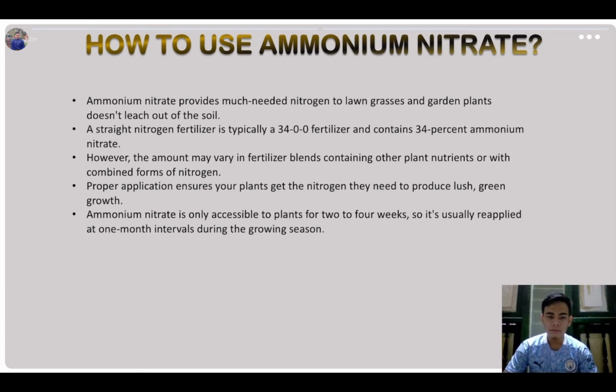However, the amount may vary in fertilizer blends that contain other plant nutrients or which combine forms of nitrogen. Proper application ensures your plants get the nitrogen they need to produce large and green growth. Ammonium nitrate is only accessible to plants for 2 to 4 weeks, so it's usually reapplied at 1 month intervals during the growing season.